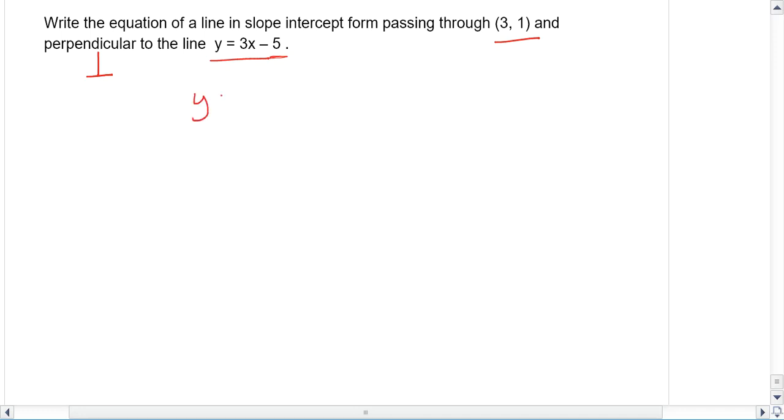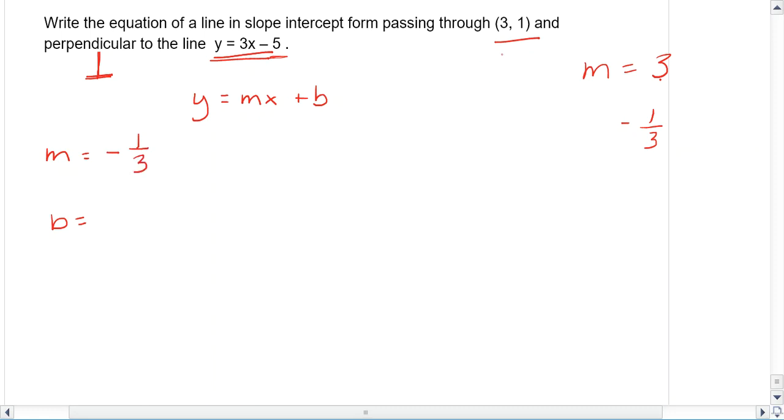So once again, I'm going to write my goal, y equals mx plus b. I need m and I need b. This time the line is given to us in slope-intercept form. That's kind of nice. The slope of this particular line is 3. That is not the slope I want, however. I want the perpendicular to this. So we look at this 3, and we have to take the reciprocal of that, which is 1/3, and we have to take the negative of that. So the slope that I want is the -1/3.